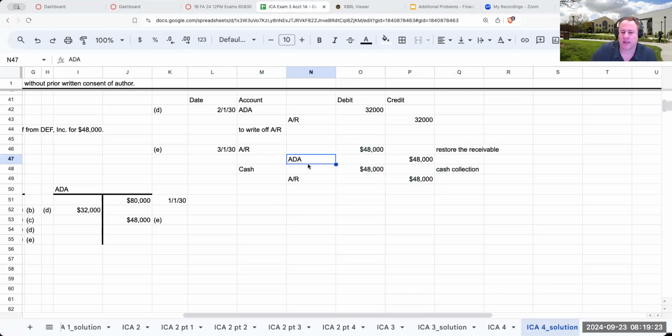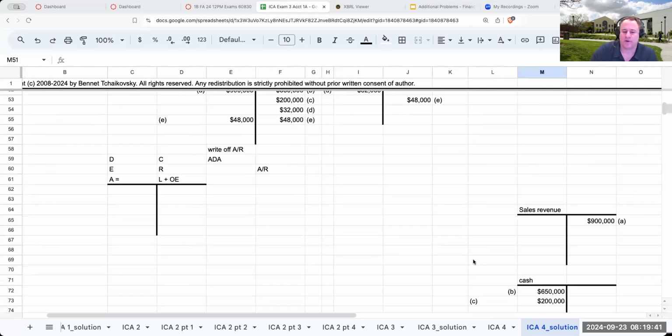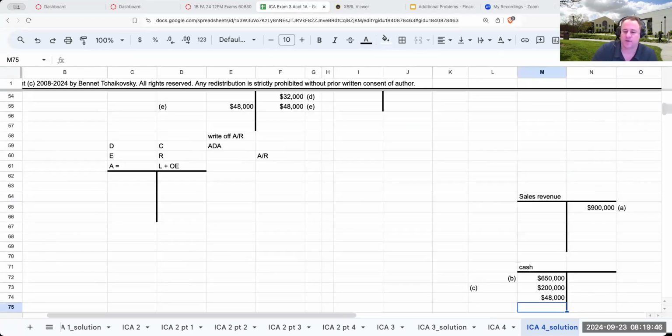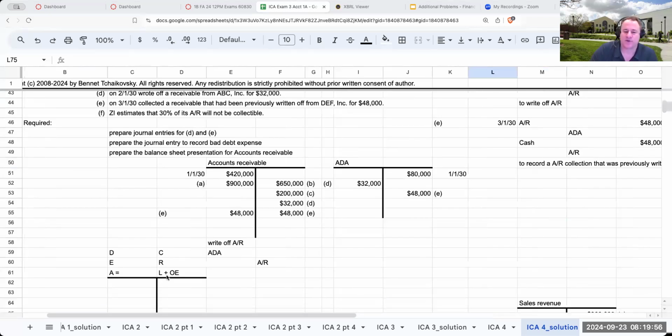Debit AR, credit ADA. We're going to restore that receivable. Then we're going to show that cash being collected. So to record a receivable collection that was previously written off. Okay. So now I've got to show that cash coming in over here. I don't have to do this part, but I'm just doing it anyways for letter E. Okay. So I've got the receivable going in and out. There we go.